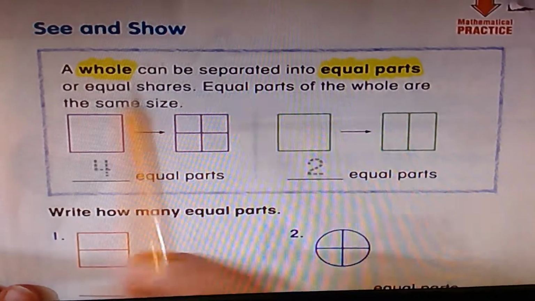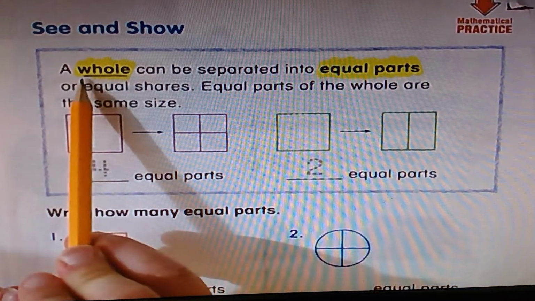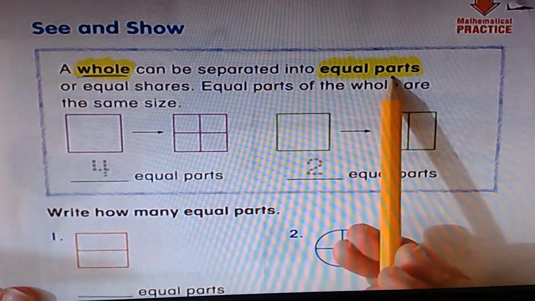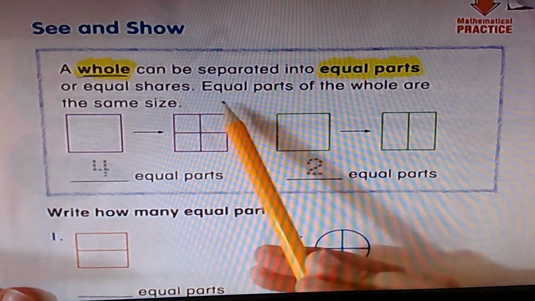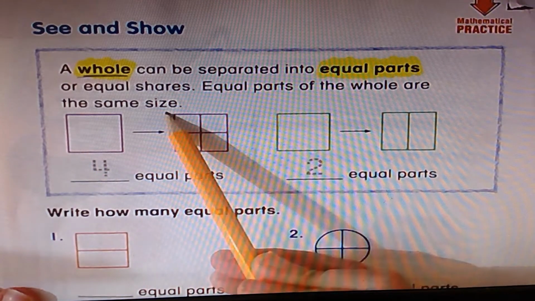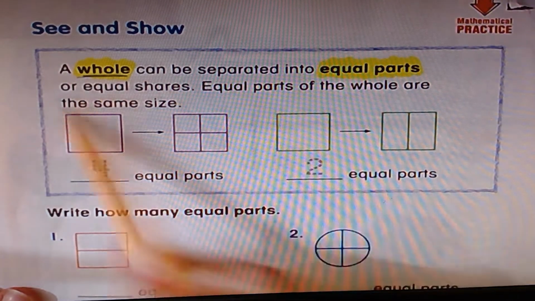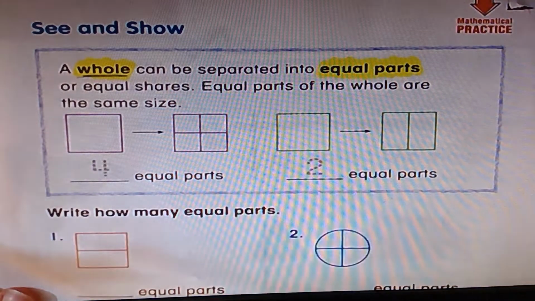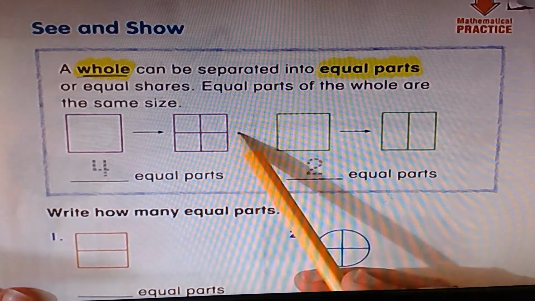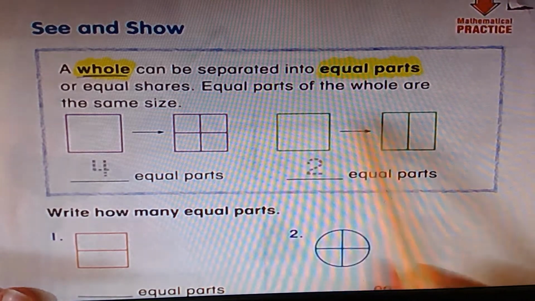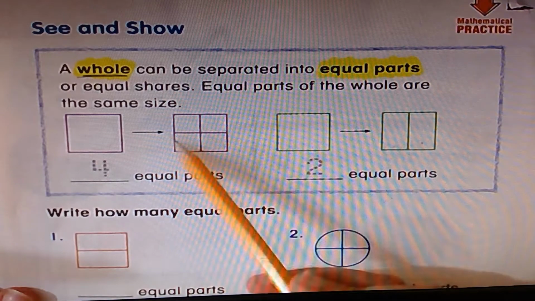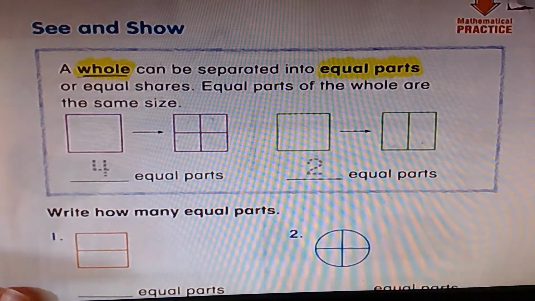A whole, that means the entire thing. A whole shape can be separated into equal parts or equal shares. Equal parts of the whole are the same size, okay? The whole is talking about the whole big shape. The whole is all of them together. So this big shape is the whole, and it can be cut into 4 equal parts. Or you could just cut it into 2 equal parts. Same size and shape, same size and shape, okay?